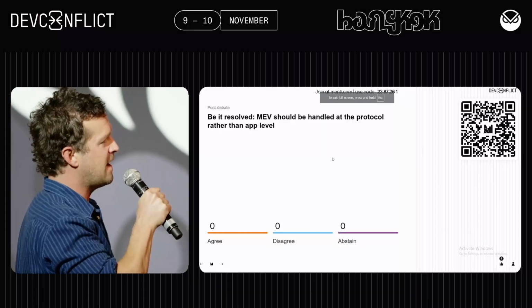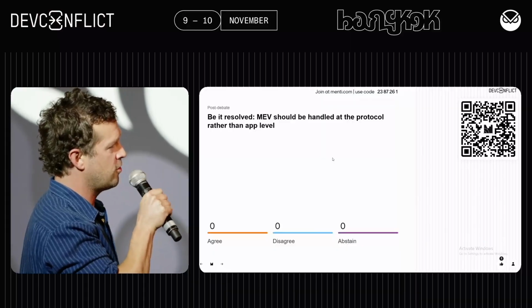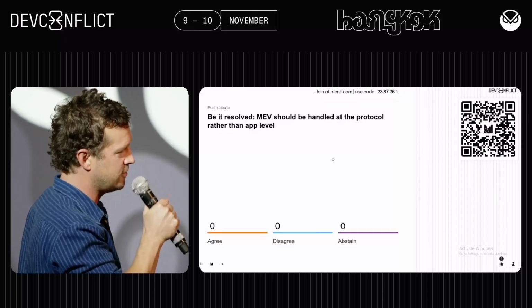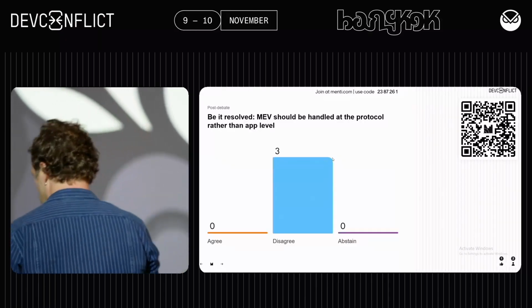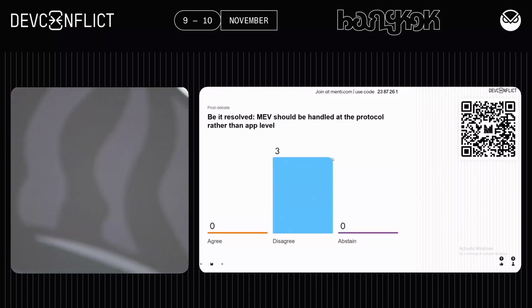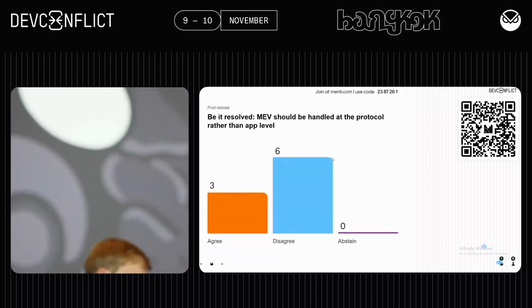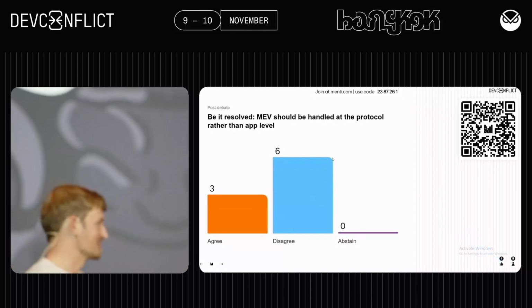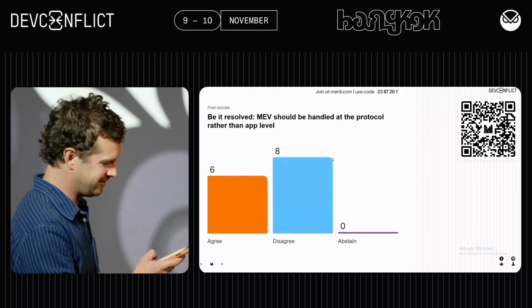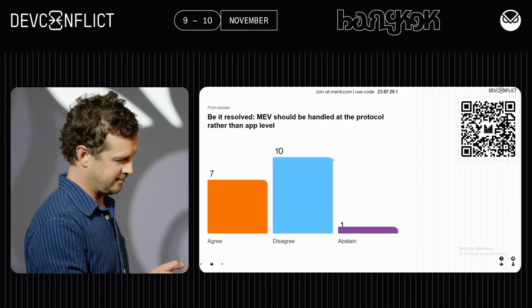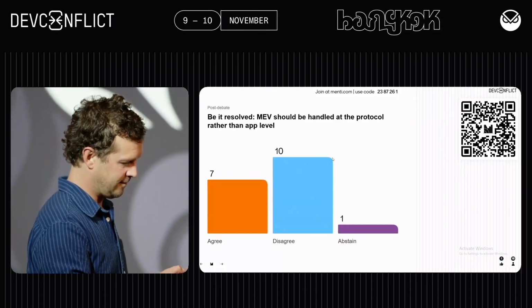Now is our opportunity to vote once again. We'll bring it up on the screen here. Be it resolved, MEV should be handled at the protocol rather than the app level. I thought everyone's abstaining now. Is everyone abstaining? No, I was just the first person.